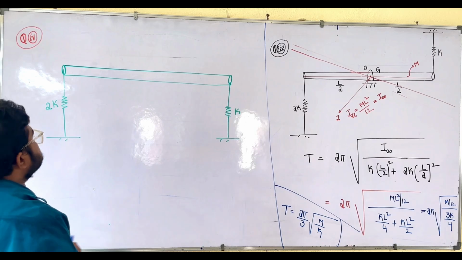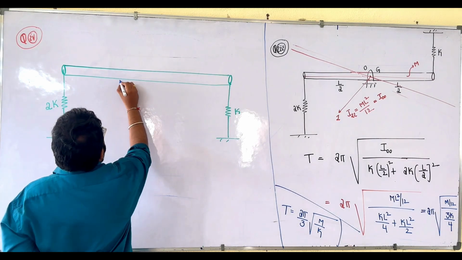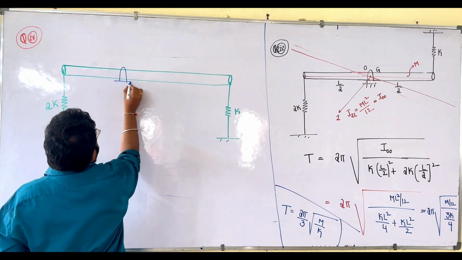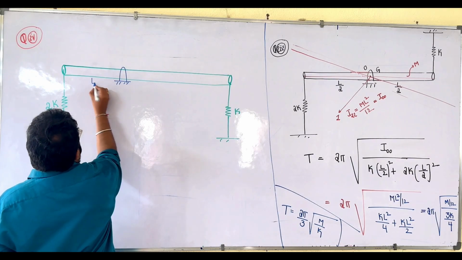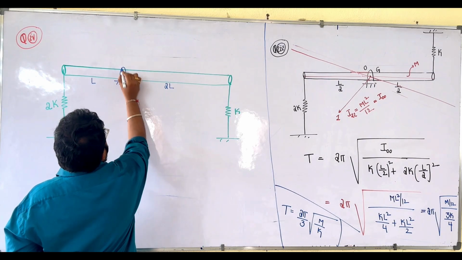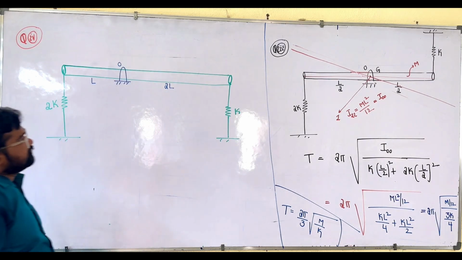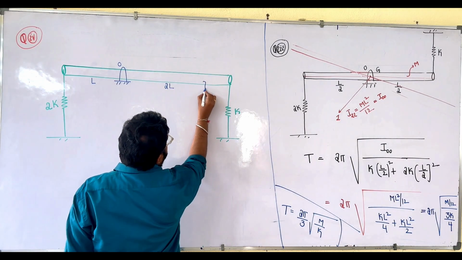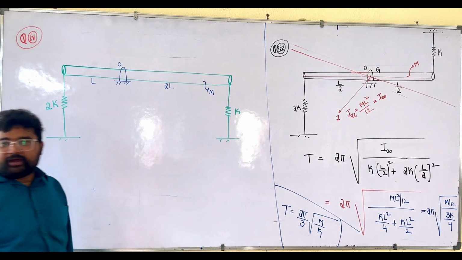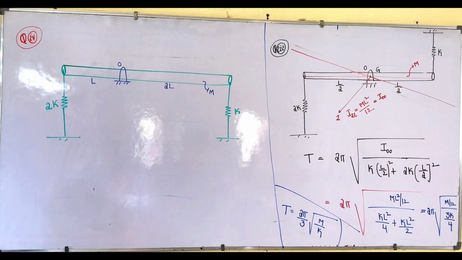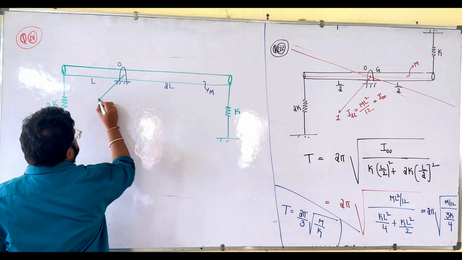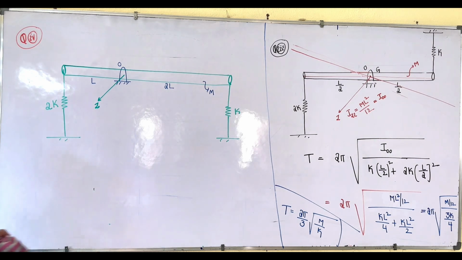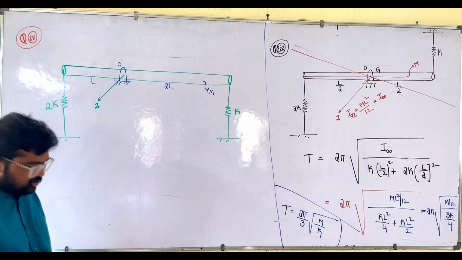Now I am changing the pivot point. From here to here is L, and to here, this is O, the pivot point. Mass is capital M. How to calculate the mass moment of inertia of the rod about point O? This is the Z axis. You are giving disturbance about which axis? About the Z axis, perpendicular to the plane. First mark it.